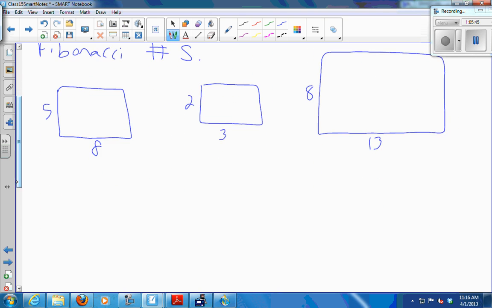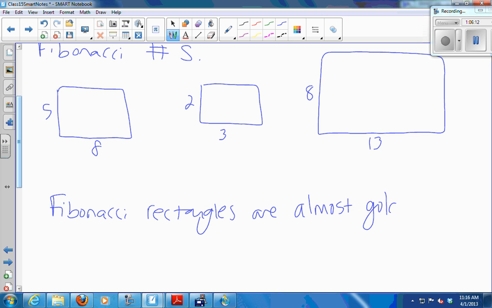So last class, we saw that when we did ratios of consecutive Fibonacci numbers, we approached the golden ratio, right? The further out we went in the list, the closer we got to 1.61803. So Fibonacci rectangles are almost golden, right? The bigger the Fibonacci numbers, the closer to golden they are.